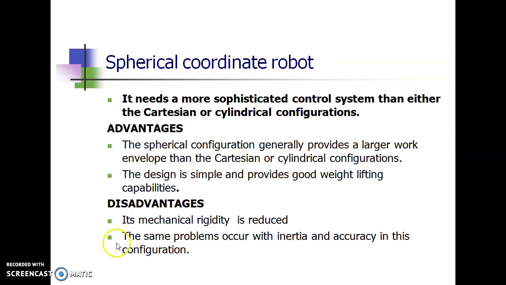And the disadvantages, similar to the previous case, the cylindrical coordinate robot: its mechanical rigidity is reduced, with the same problems with inertia, and the accuracy and repeatability of the robot are also reduced. Because of the reduction in mechanical rigidity, the accuracy is also reduced because of the same problem, the inertia. Okay.